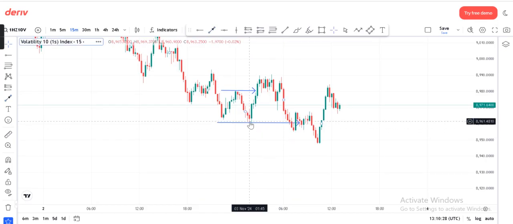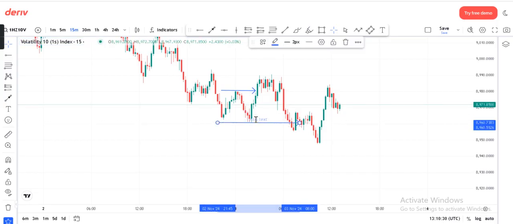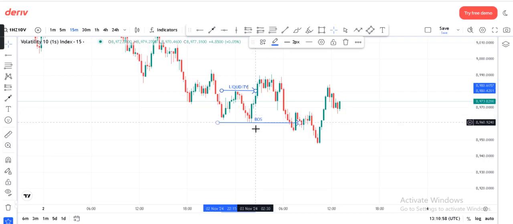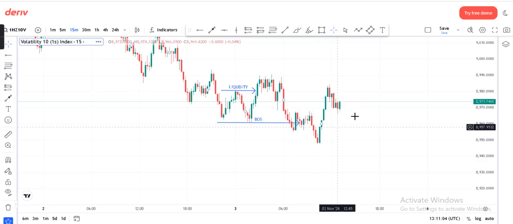So now this break of structure, I'll simply label it our BOS. Then at this point, I'll label this point our liquidity. If I'm right, then this particular area is where we'll play around with or work with.